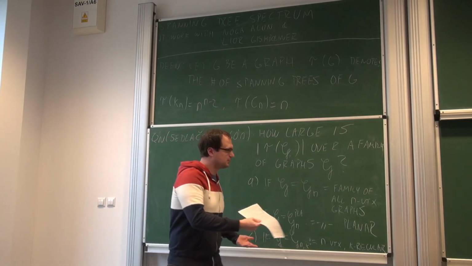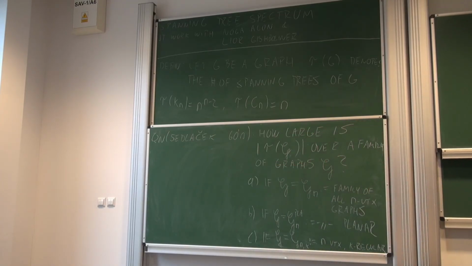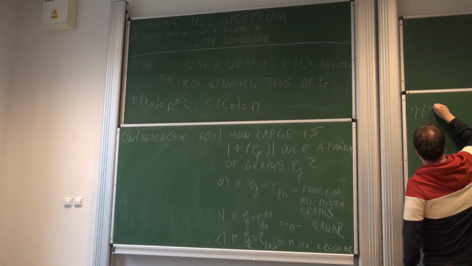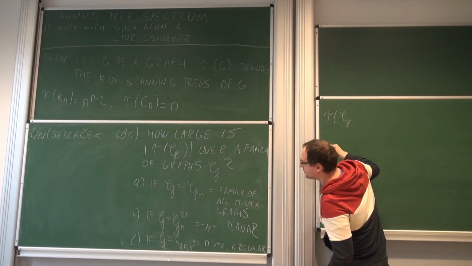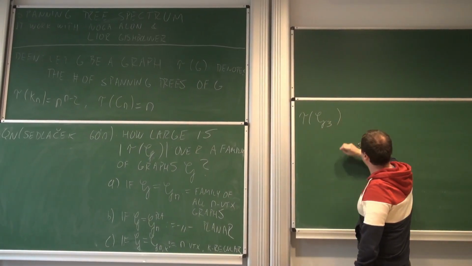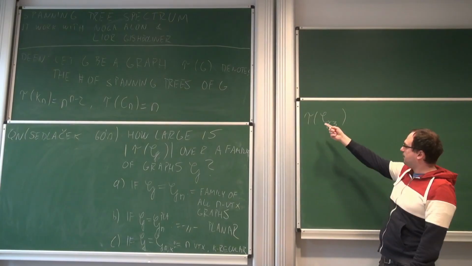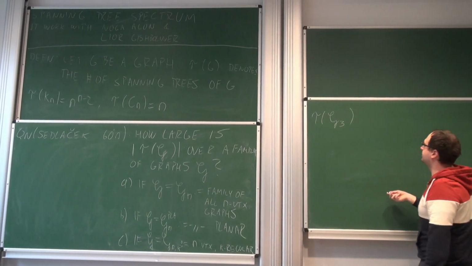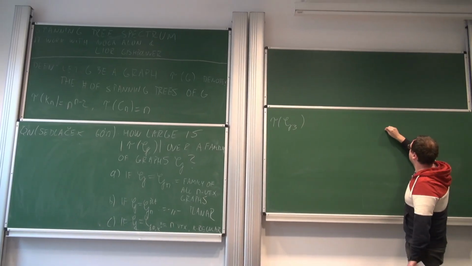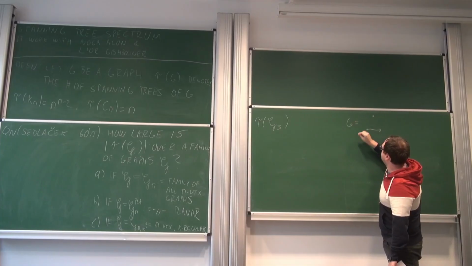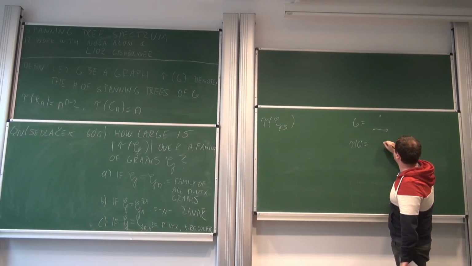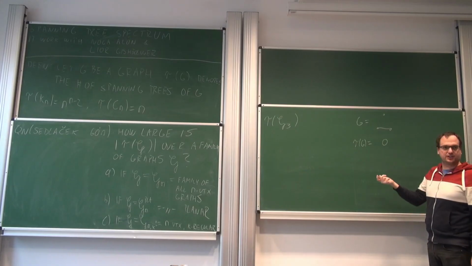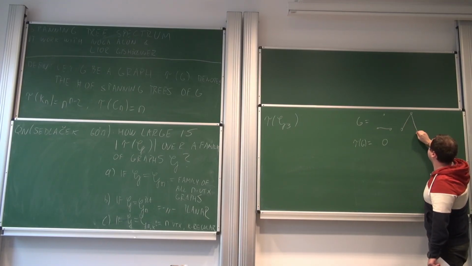So let's look at some simple examples of this, just to make sure we're on the same page. Let's try to compute tau of G for three-vertex graphs. Here I'm asking really for a set, and I'm asking for all three-vertex graphs. Now, if your three-vertex graph is not connected, tau of G is just 0. If it is connected but it is a tree, then the answer is 1.